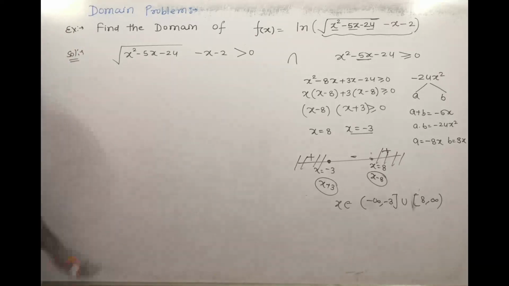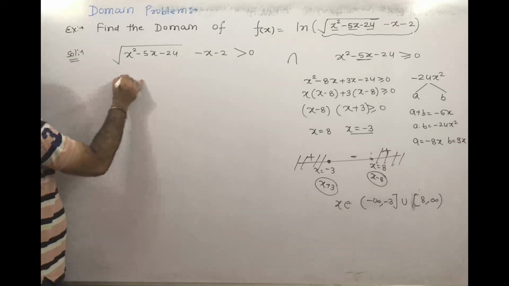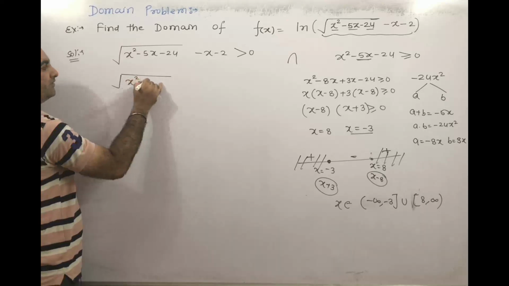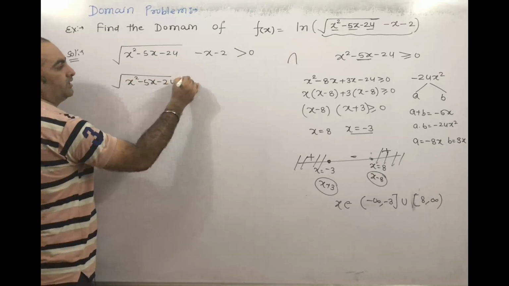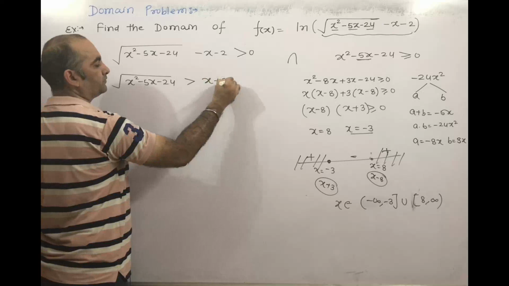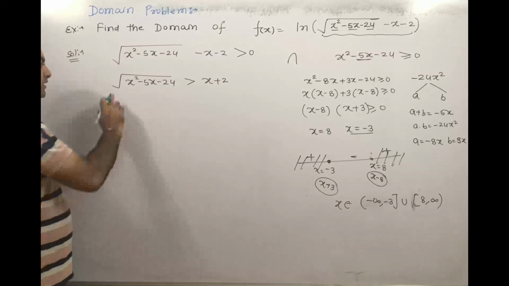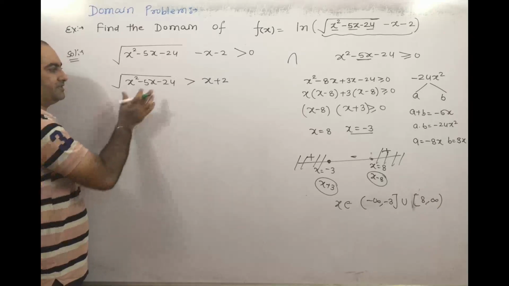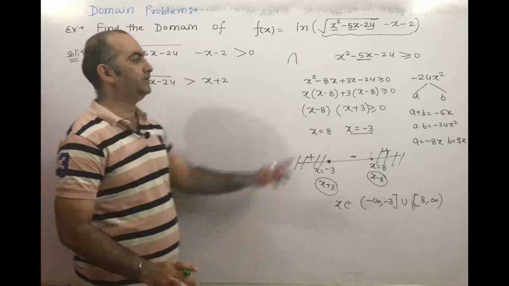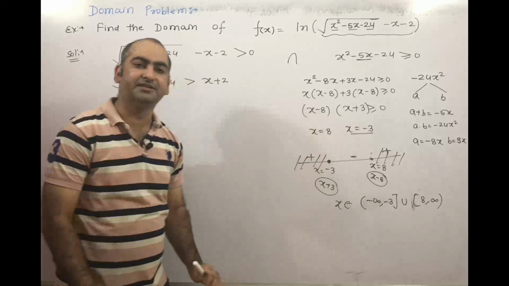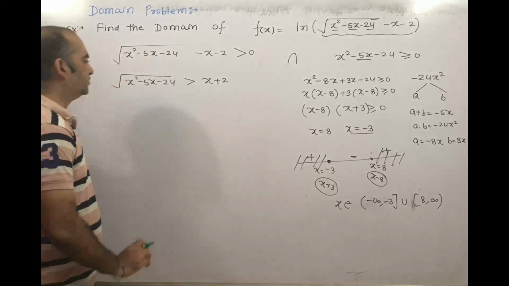So very simple way is that. So what will come? Root over x square minus 5x minus 24 is greater than x plus 2. Okay, this one we can write. Now we know square root is always positive if the inside quantity is defined. So that already we have done. So at the last if we take intersection, that we will take care. Okay, so no need to do anything.